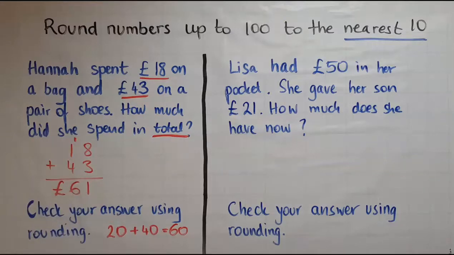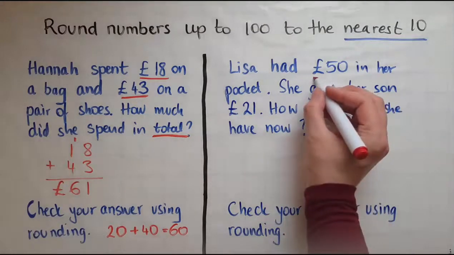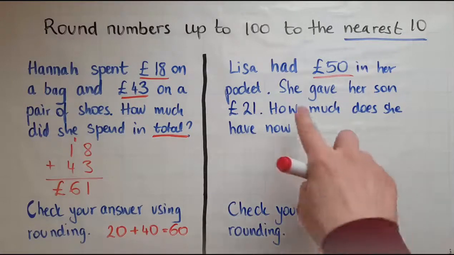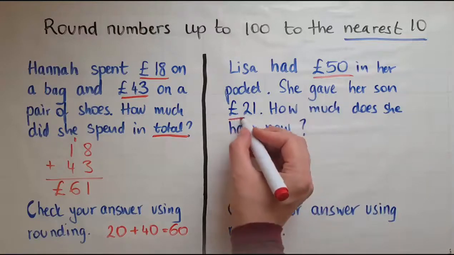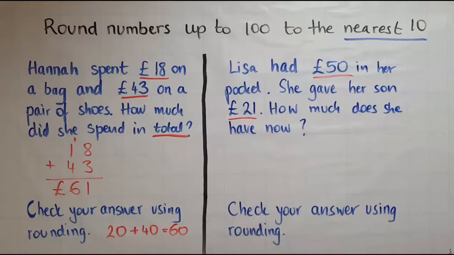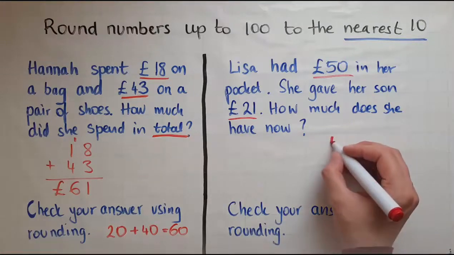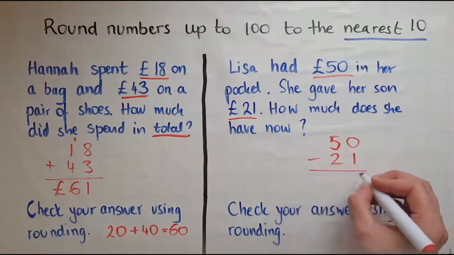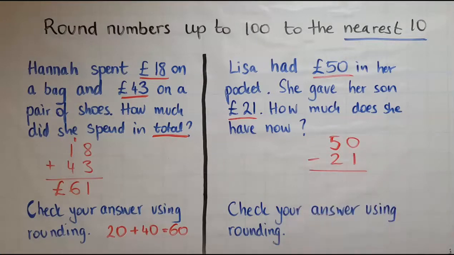Now let's have a look at this one. Lisa had £50 in her pocket. So this is what she had initially. She gave her son £21. How much does she have now? So she had 50, gave away 20. How much does she have now? That we work out by writing 50, take away the 21 and finding what is left.